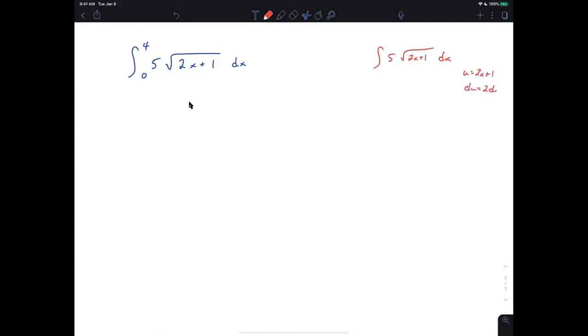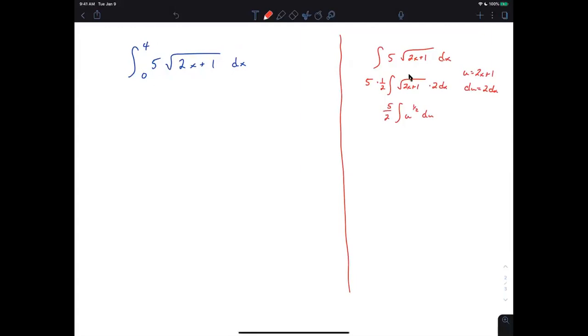Du then is 2dx. So I'm going to pull the 5 out, multiply by half outside, and 2 inside, and rewrite this as u to the 1/2 du. And I would make it clear, if you're showing your work, which you are, that you know this is not equal to this, okay? And so now this is 5/2 times 1/(3/2) u to the 3/2 plus c. That's then 5/3 times (2x plus 1) to the 3/2 plus c.